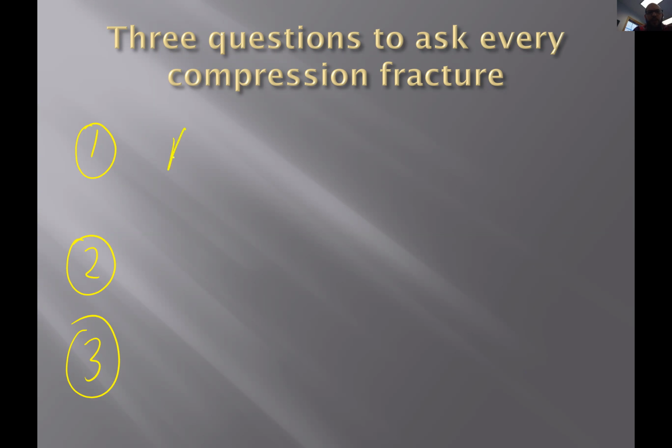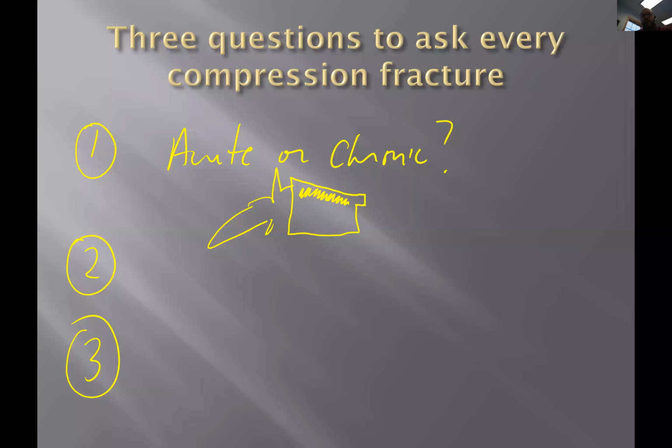Number 1, are you acute or chronic? That's the first question. Are you acute or chronic? And how you tell is if you have acute compression fracture, you have two signs. I'm drawing a lateral view of a segment, okay? If you have acute compression fracture, number one, you have what's called an anterior step sign.